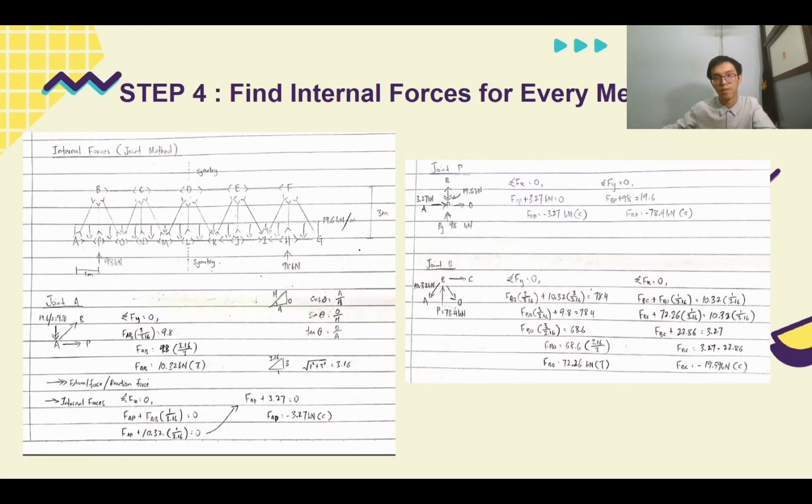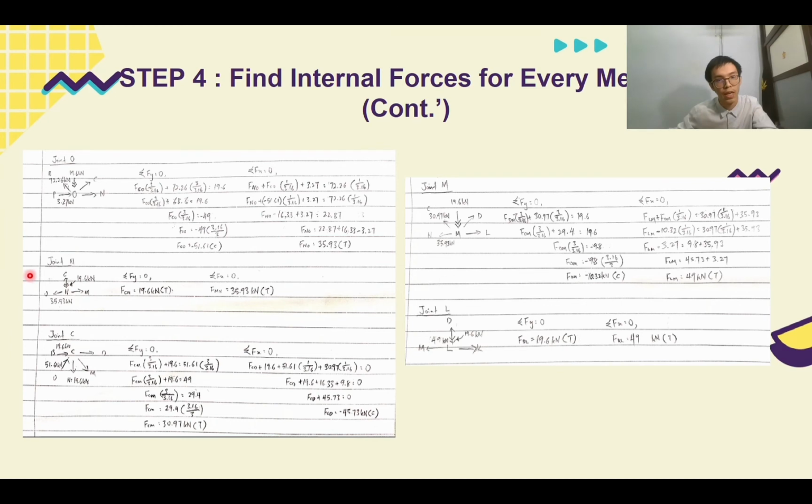Next step is to find the internal forces for every member. We assume that every member has a tension force. If the overall force of the member is negative, we will convert it to a compression force. So we will do the trigonometry calculation, which is this. We do the calculation like this for joint A, joint P, joint B, and then joint O, joint N, joint C, joint N, and joint L.